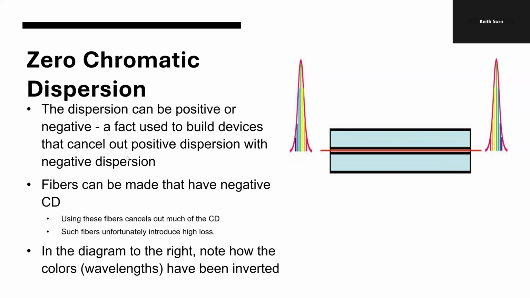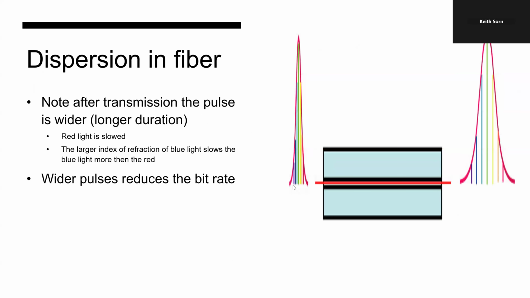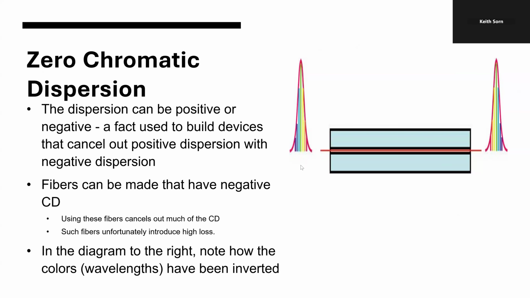What I'd like you to notice in this piece of fiber that has negative chromatic dispersion is how the order of the colors is changed. How now red is going to be slowed more than purple. Unlike here, where the purple naturally is slowed more, we can engineer things so that the red is slowed more. Again, putting the two of these together will give us a net zero chromatic dispersion.